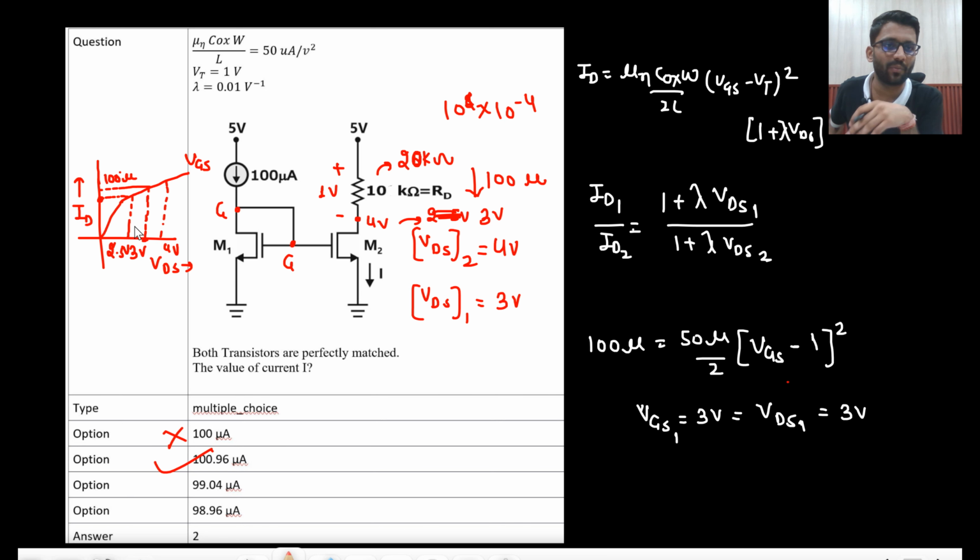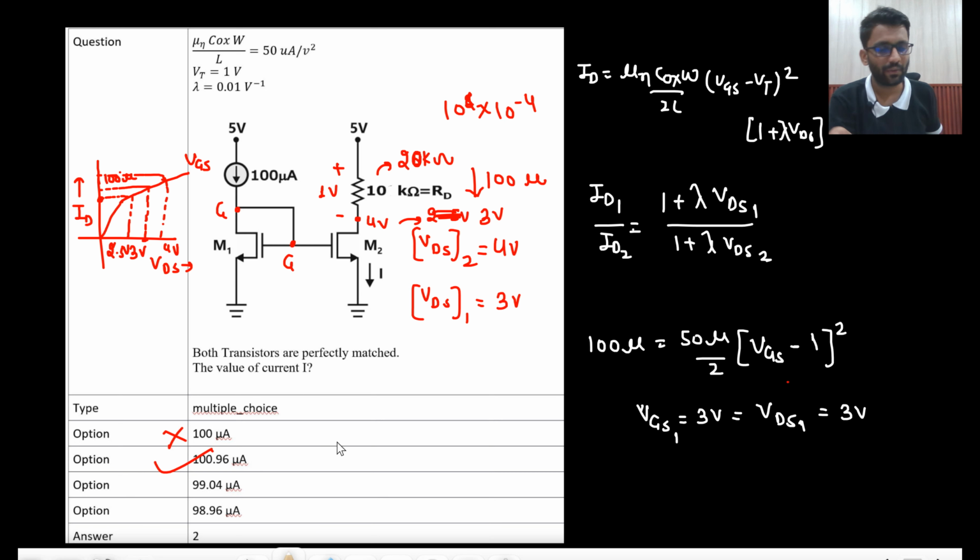If RD is 25 kilo ohm, that means VDS is lesser. That means the current will be lesser than 100 microampere. And if your RD is 10 kilo ohm, that means your VDS is greater than 3 volt. That means the current will be more. The current will be somewhat here. So here your VDS is more, so current would be more than that. Or you can solve by equation as well. So this was the intuition.